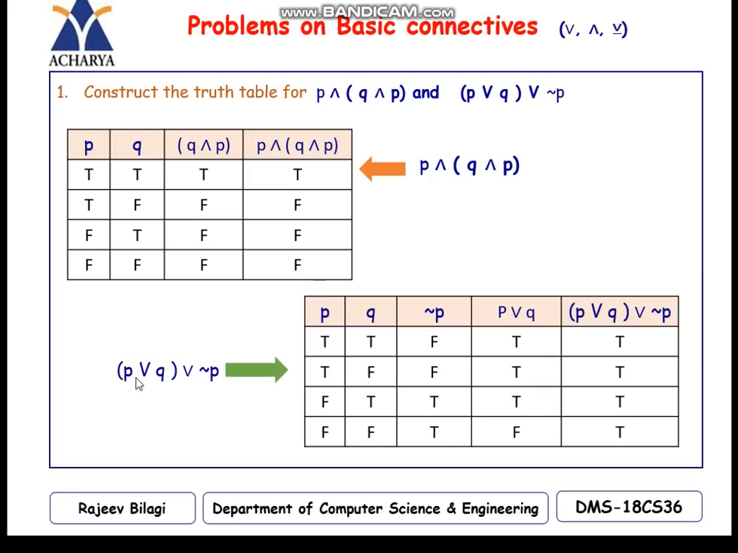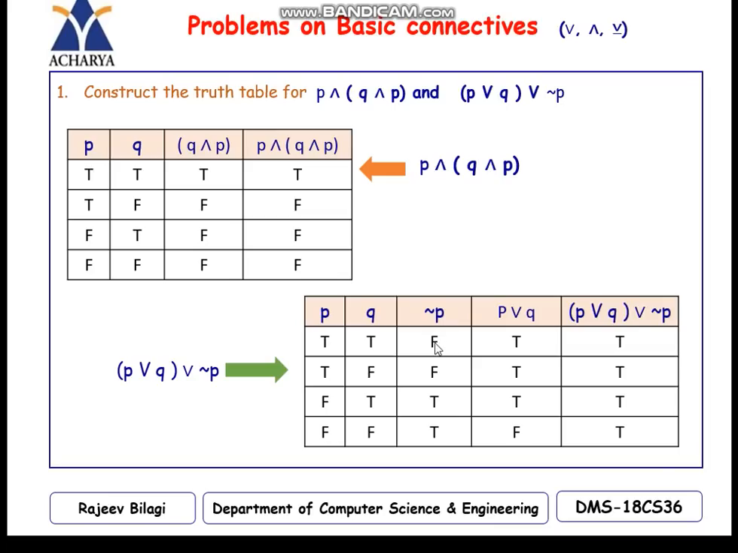So now, finally, P or Q, or negation of P. So now I got P or Q as T T T F. Negation of P is what? F F T T. So now you have to perform OR operator. What is OR operator? If any one is true, then it is true. Otherwise false. In the final column I am talking about.